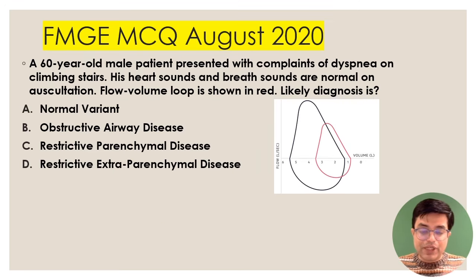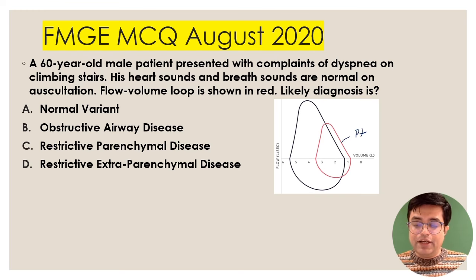FMGE MCQ, August 2020. A 60-year-old male patient complains of dyspnea on climbing stairs. Heart sounds and breath sounds are normal. Flow volume loop is shown in red. So this is the patient's curve, right? Total overall volume has reduced and there is a shift to the right. So this is likely to be restrictive lung disease.